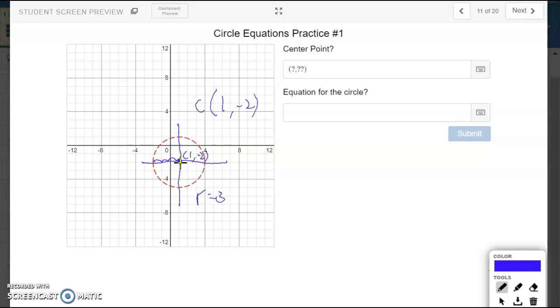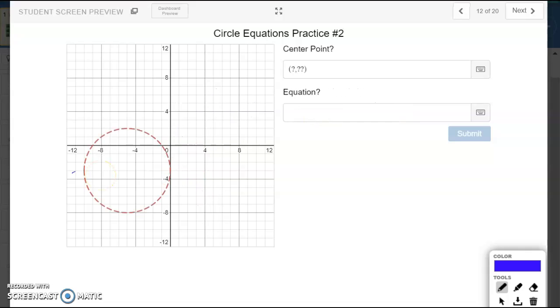So then what is the equation going to be? It's going to be x minus 1. Remember that negative sign is built in. And then plus y minus minus 2, which is the same as writing y plus 2. So I can rewrite this as (y + 2)² is equal to r squared. r is 3, so 3 squared is 9 here.